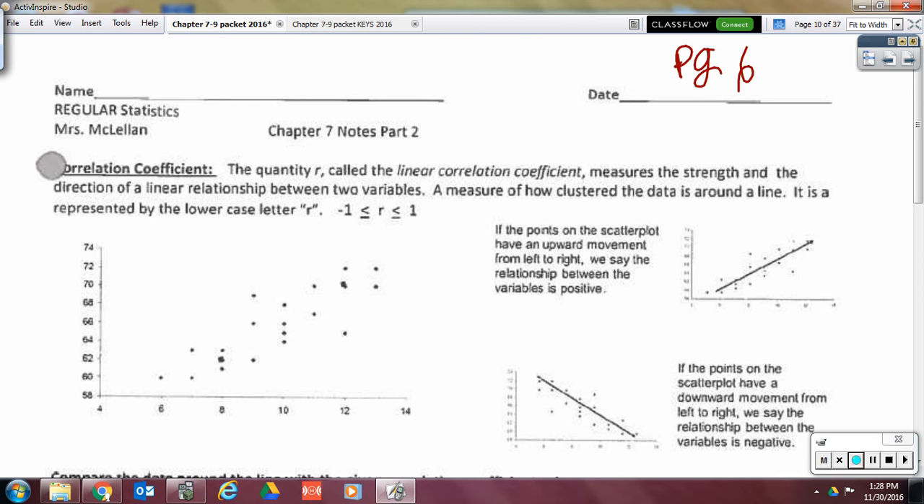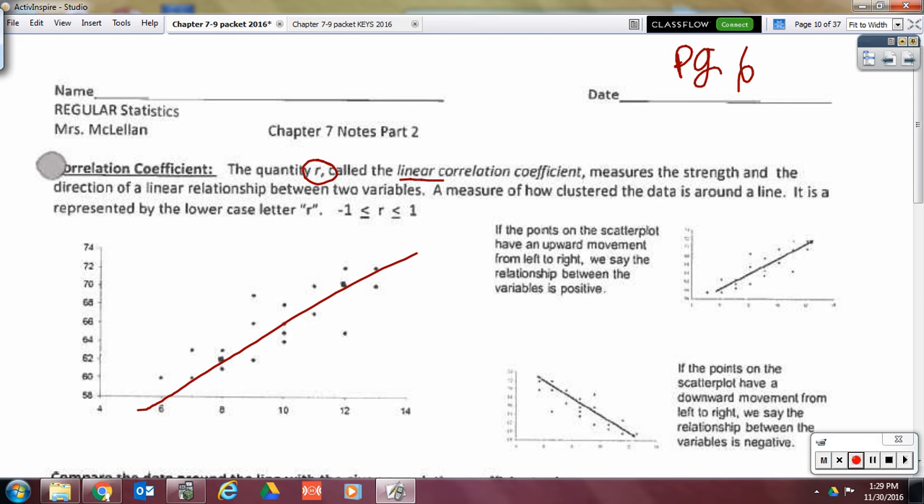All right, what we want to talk about today is how well the data is correlated around the line. How well all the individual points are around the line. In a sense, you're thinking about how closely clustered these points are around the line. So the correlation coefficient is represented by this lowercase letter r.